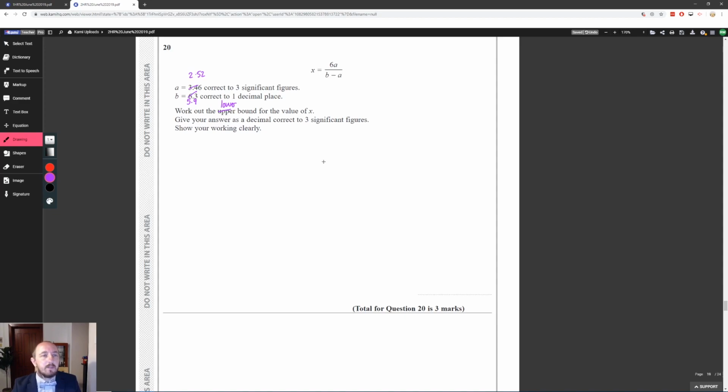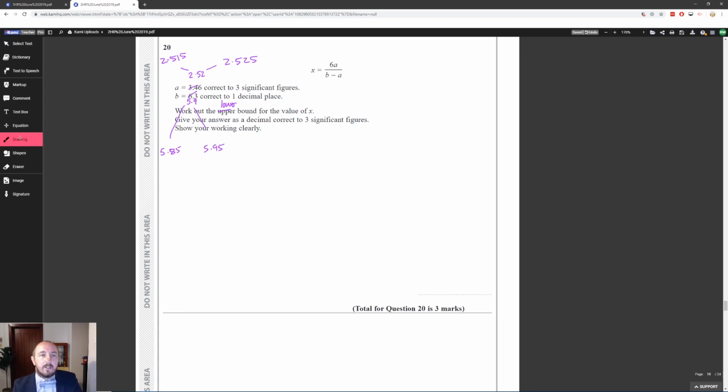So we've just got some smaller different values in here. So A is 2.52 to 3SF. So 3SF is 1, 2, 3, those 3 digits there. So I'm going to go plus or minus half of that accuracy. So up to 2.525 and down to 2.515. And then for 5.9 to 1 decimal place, I can go 5.85 and up to 5.95.